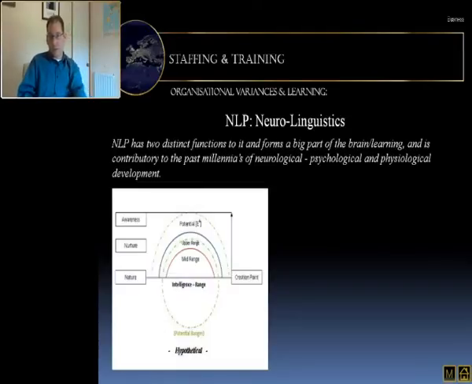NLP has two parts, two distinct functions to it, and forms a big part of the brain or the learning, and is contributory to the past millennia of neurological, physiological, and psychological development. Now, the image below, again, is hypothetical. What we've done is taken these three here and placed them into one little graph. Now, it's not scientific or mathematical in the terms of having numbers, it's just more of a stimulus. Yeah?